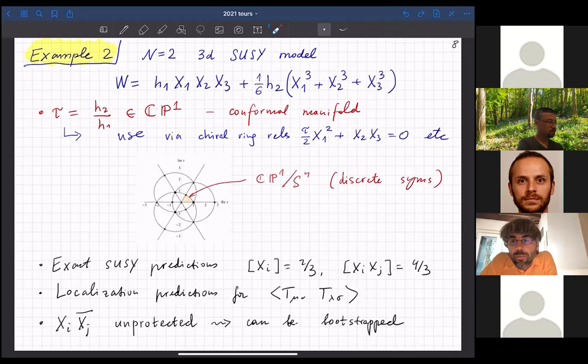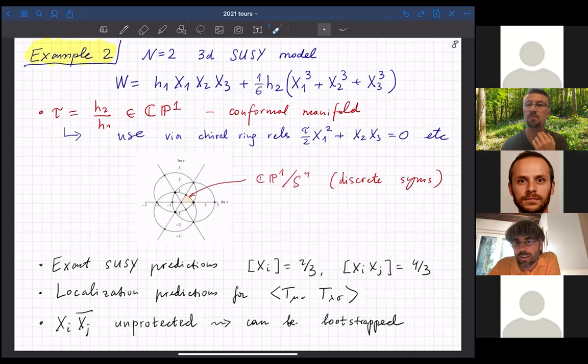But there are some other things which are unprotected by supersymmetry. For example, there are non-chiral primaries of the schematic form xi xj bar, which are not protected. And so you might wish to bootstrap them because you know so much about the theory. For example, for the Ising model, you didn't know a priori the dimensions delta sigma, delta epsilon. Here, you already know the dimension of xi, but you don't know the dimension of some operators which appear in the OPE, xi times xi bar. But you might want to determine the dimension by bootstrap or see what the bootstrap says about these dimensions.